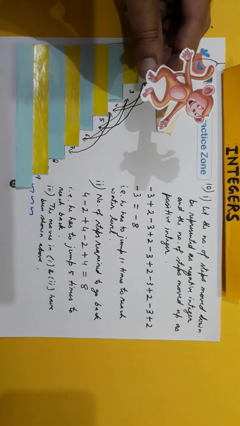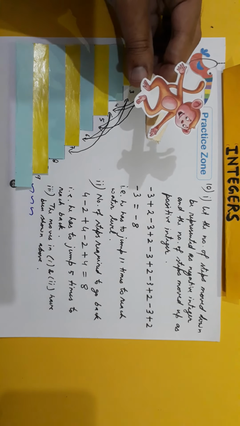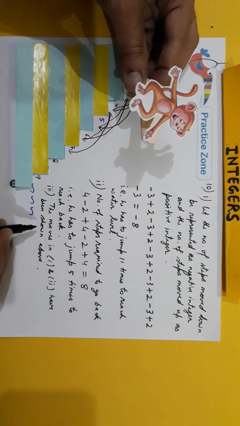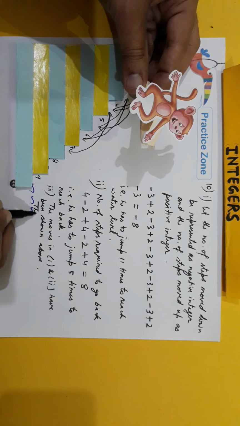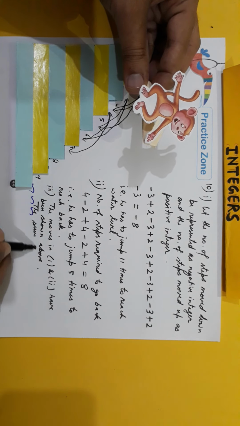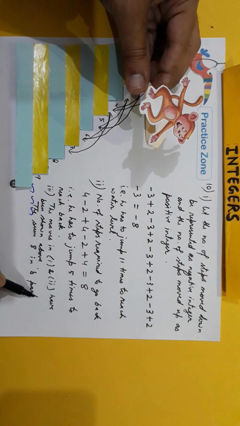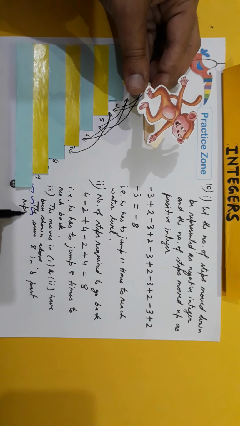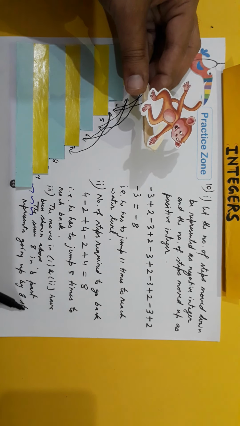Also in this question it is asked, what will the sum 8 in B part represent? So the sum 8 in B part represents going up by 8 steps.